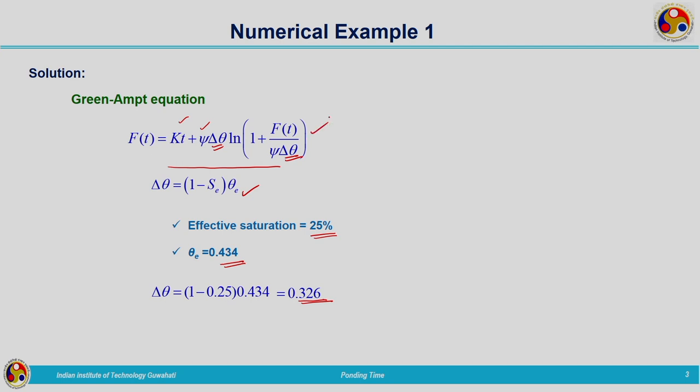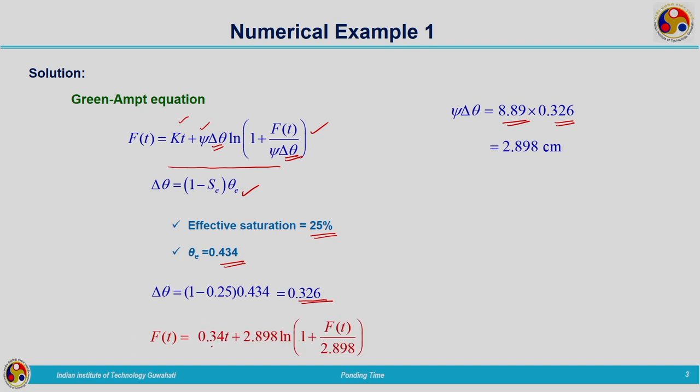After that, we substitute all the given values in our Green-Ampt equation. The psi delta theta component: psi is 8.89 centimeters and delta theta is 0.326, so psi delta theta comes out to be 2.898 centimeters. After substituting, we get F of t equals 0.34t plus 2.898 ln of 1 plus F of t divided by 2.898.